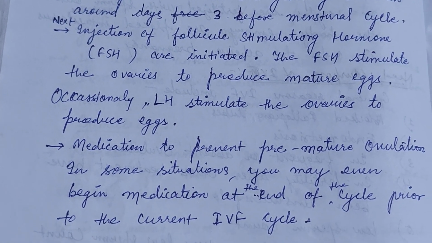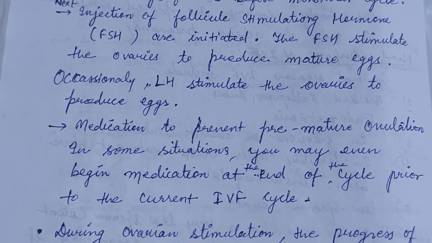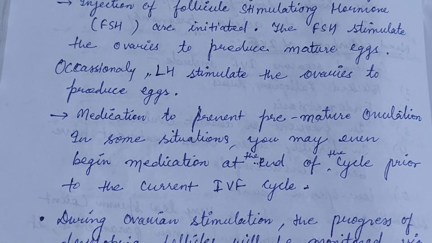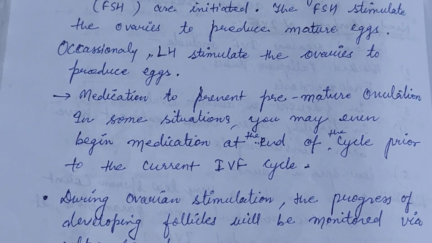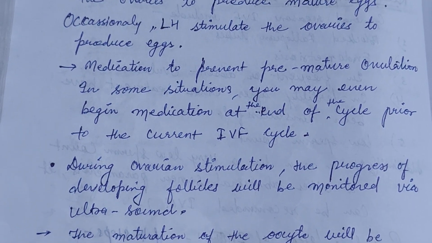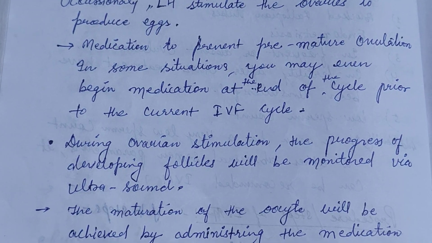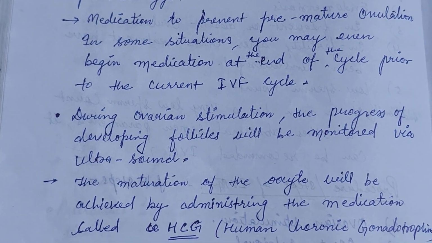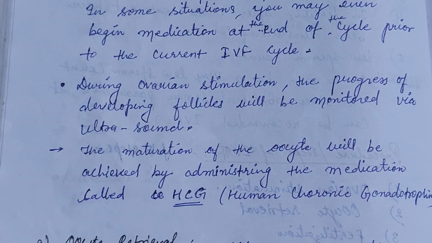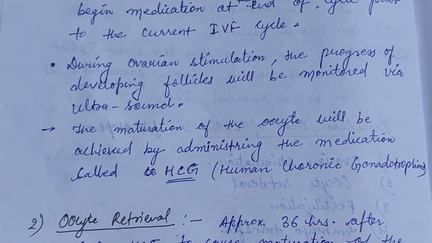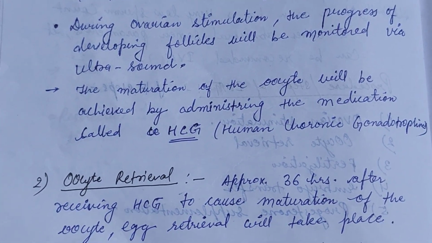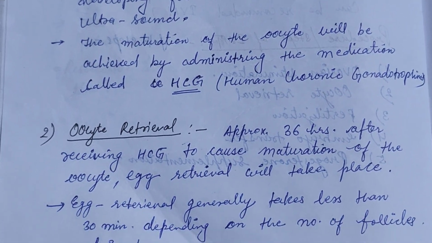Next, injections of follicle stimulating hormone, that is FSH, are initiated, and the FSH stimulates the ovaries to produce mature eggs. LH also stimulates the ovaries to produce eggs. Medication is given to prevent premature ovulation, and in some situations you may even begin medication at the end of the cycle prior to the current IVF cycle. As we know, during pregnancy the hCG is produced in high amounts in the body.